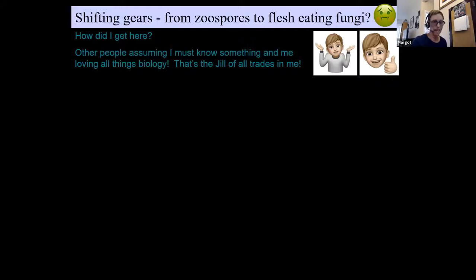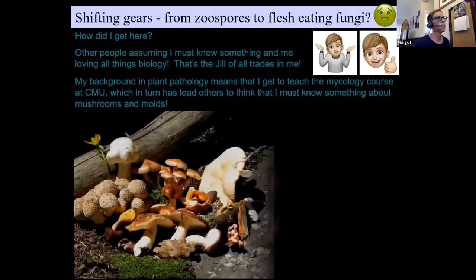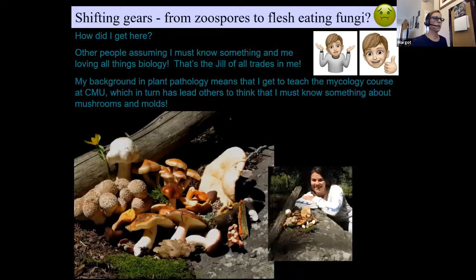I have the opportunity to teach the mycology course at CMU. So mycology is the study of fungi and fungal biology. Because I teach this class, this led people around me to think that I must know something about mushrooms and molds. And I do know, after teaching this class for several years, I do know a little something. So that's why this project, when it came up, was intriguing. So first of all, these are not flesh-eating fungi.